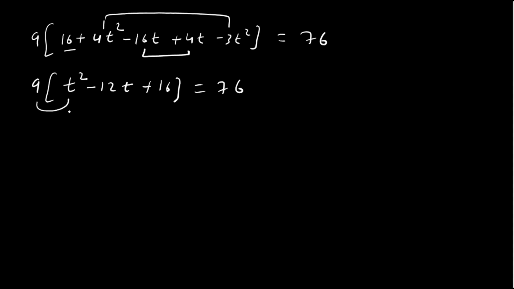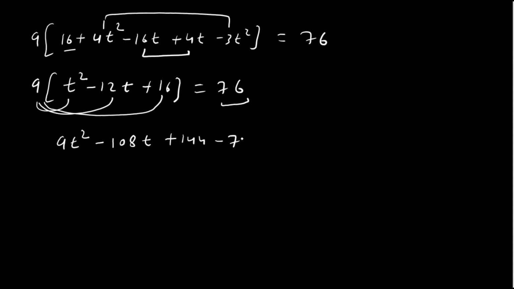This 9 is multiplied by t square, then 9 times t square. 9 is multiplied by minus 12, then we get minus 108 times t, and 9 is multiplied by 16, then we get 144, and this 76 if we take in the left hand side, then here minus 76, and this is equal to 0.